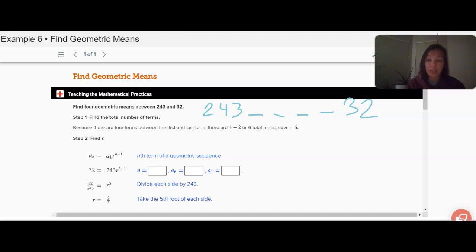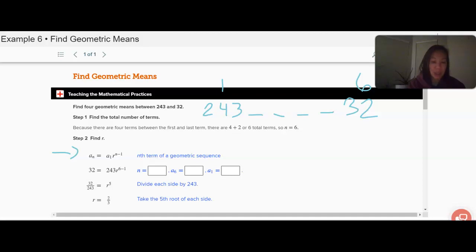So in this case, if I think of 243 as my first term, then 32 would be my 6th term, wouldn't it? 1, 2, 3, 4, 5, 6. So I'm going to use this formula here, and I'm going to plug in what I know to help me find what r equals. If 32 is my 6th term, 243 is my first term, so be careful here since they put this first. This is the first and this is the last. I don't know what r is, but I can plug in everything else except for r. So again, we're going to solve this equation for r.